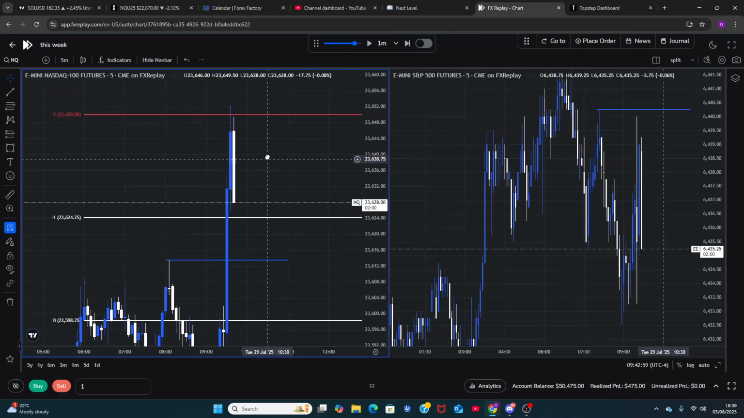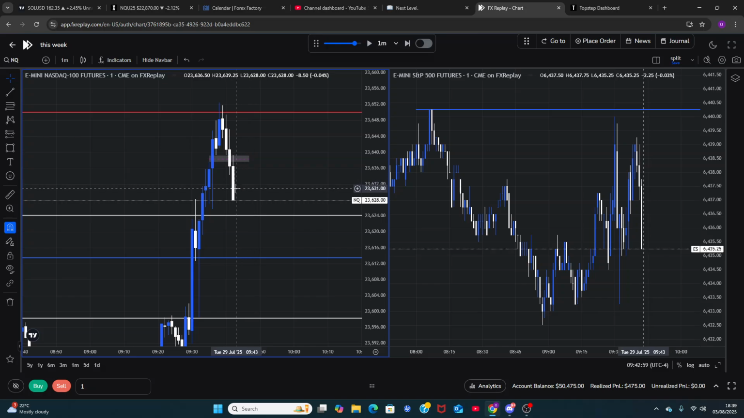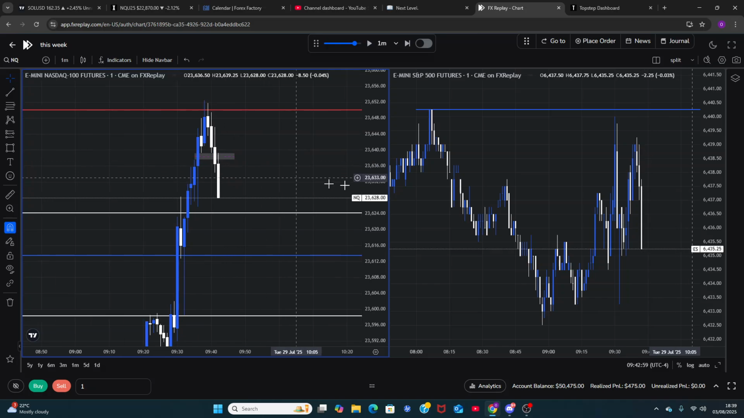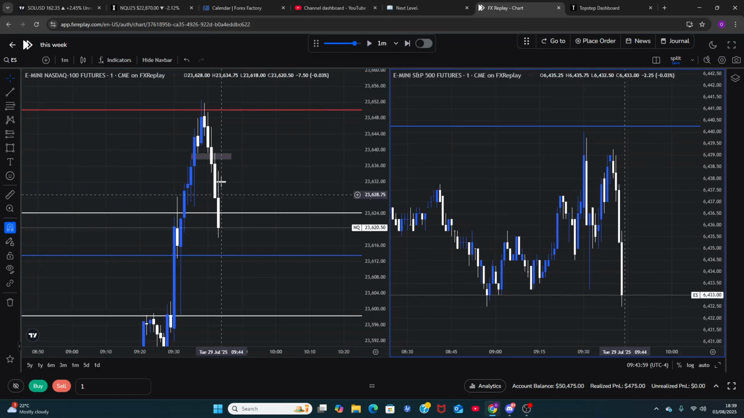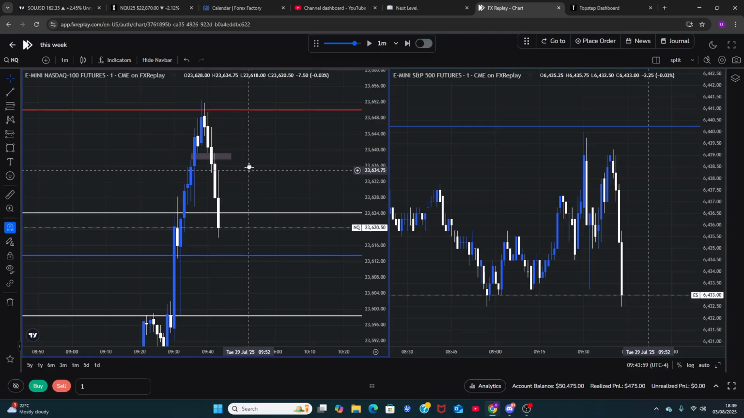I'm waiting for a little bit of rebalance to see what price does. So this is 42, right? 42 is there. Just wait for a rebalance. Price will always give you one. Don't worry. 43. That's a nice rebalance right there. But I'm waiting for something a bit better.